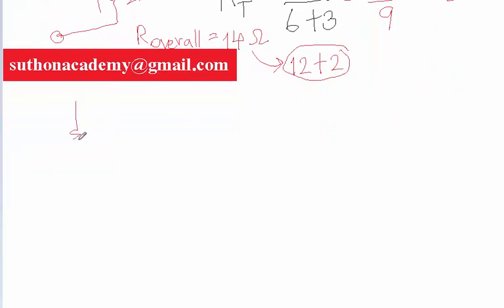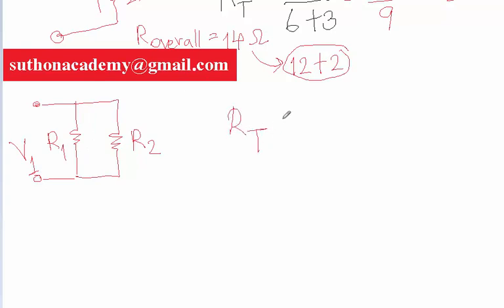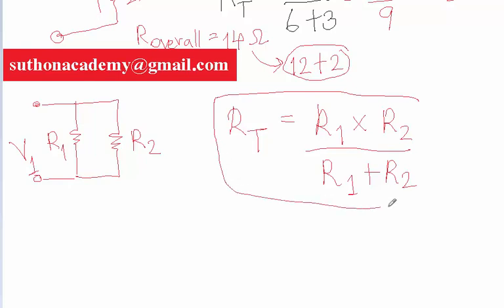If you have the resistance of R1 and the resistance of R2 connect to this node, okay, maybe V1, you can find the total resistance RT is equal to R1 multiplied by R2 and then R1 plus R2. These are formula. This is the formula that used to calculate the parallel resistance.